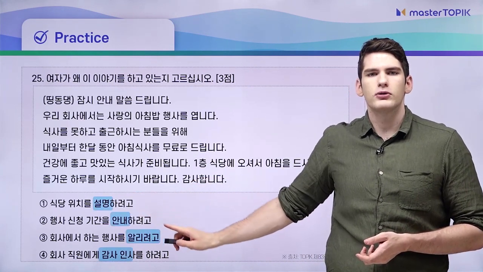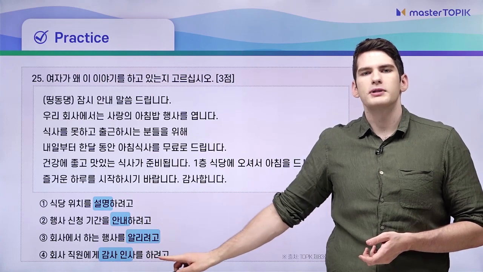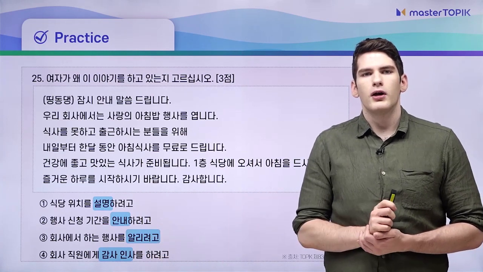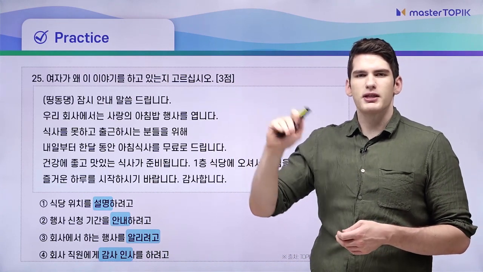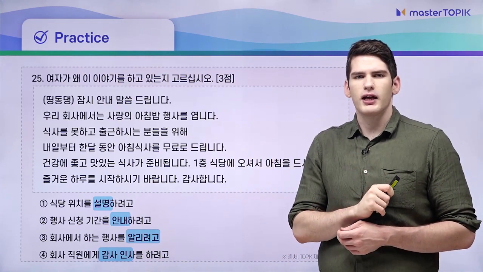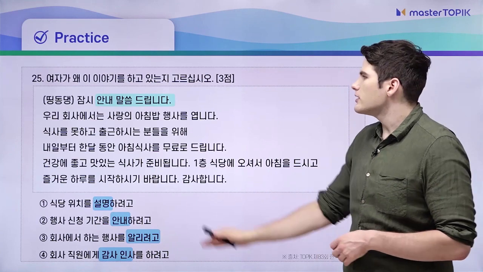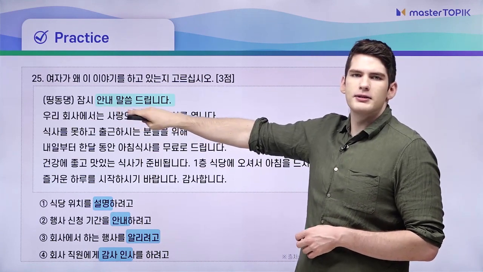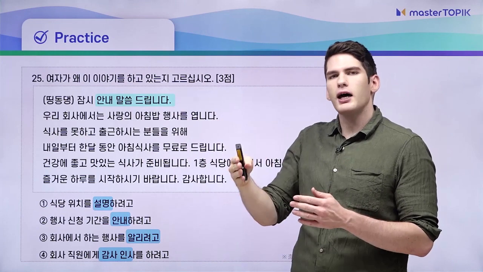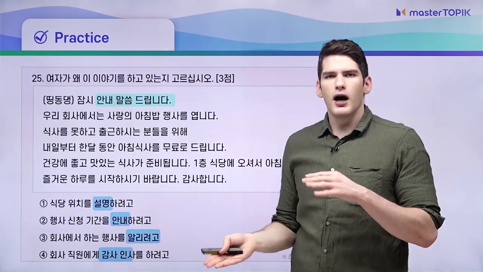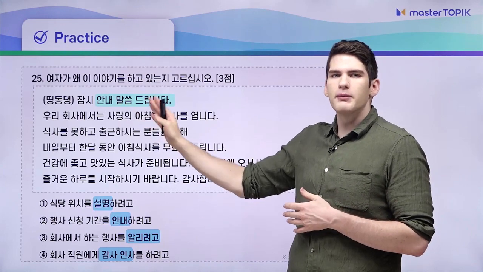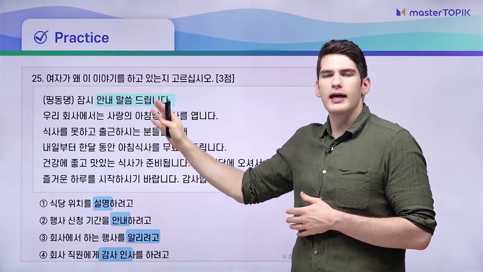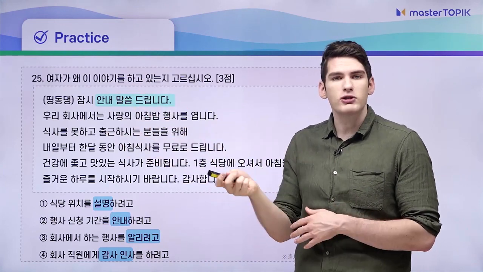설명하려고, 안내하려고, 알리려고, 감사 인사를 하려고, right? And so to figure this out, we're going to go from the top to the bottom and figure out exactly what she's saying, right? So first, 잠시 안내 말씀드립니다. 말씀드리다 is a way to say to tell you something, right? It's a 높임말. So 안내 말씀, 안내. So a guide or kind of like an announcement.